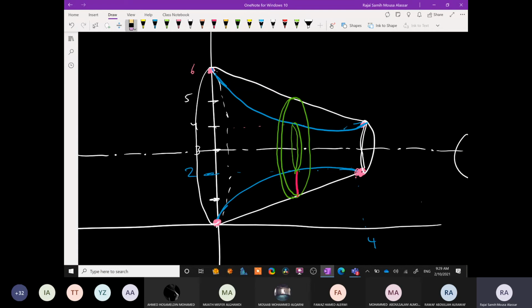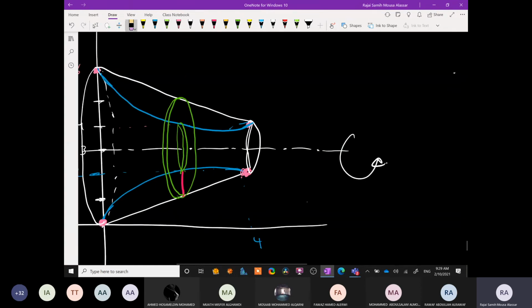Okay, so let's just isolate this washer, and then try to find its volume. Let's just find the volume of this washer. So I will just get this washer here. This is my washer.